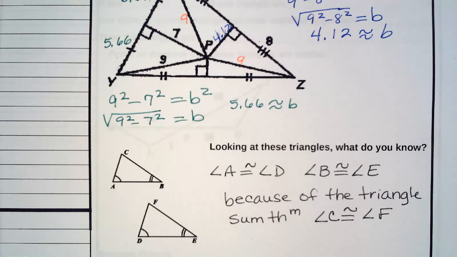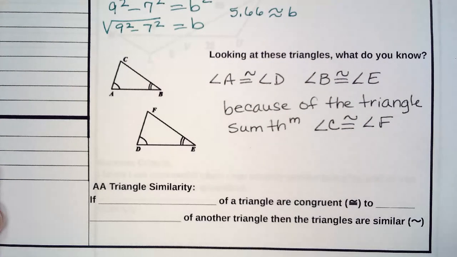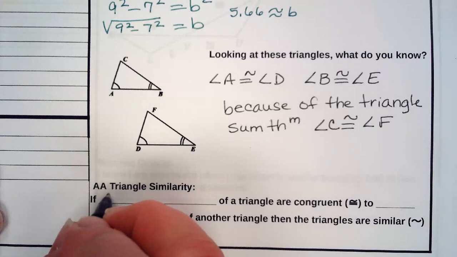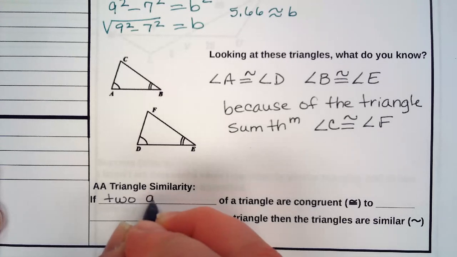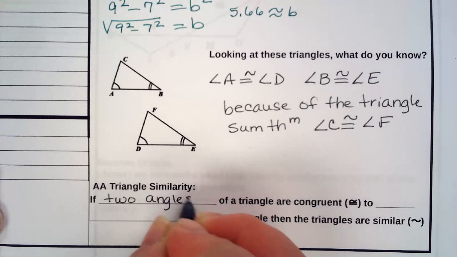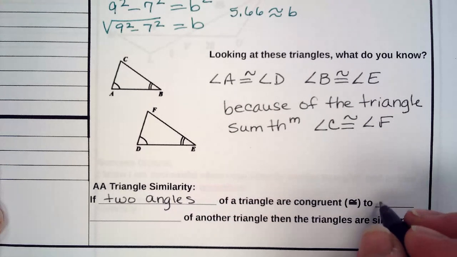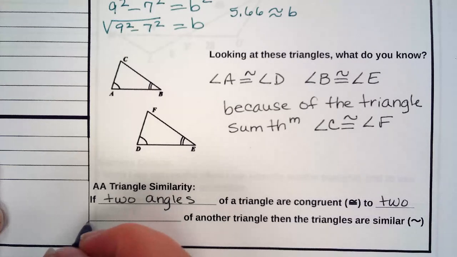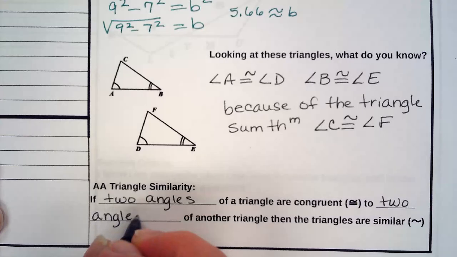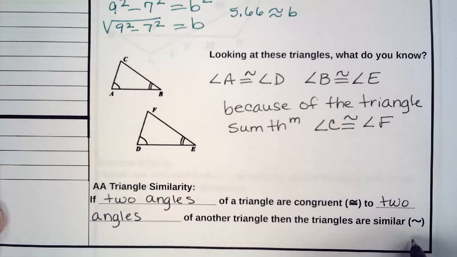Okay, now that's an important thing to remember because if all your angles are congruent on a triangle, what's going to happen as you make it bigger and smaller? The angles stay the same, so they're going to be pulled in the same way. So if two angles of a triangle are congruent to two angles of another triangle, then the triangles are similar.